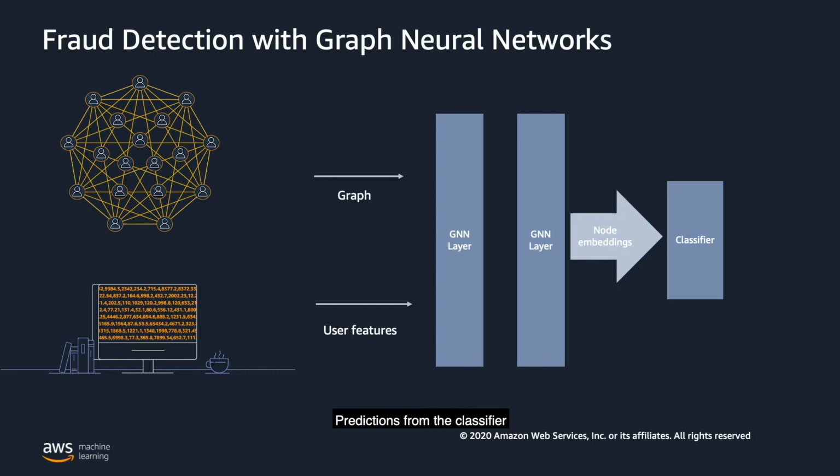The predictions from the classifier can then be supervised using the ground truth labels for the nodes in the training set. In order to do this, we set up a loss function like softmax cross entropy, which penalizes misclassifications at the final classification layer. And then we can train the full system end to end. We use backpropagation to compute the gradient of the loss function with respect to the parameters, not only in the classifier layer, but also in the GNN layers.